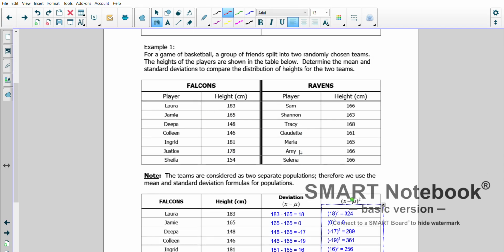Would you consider this a fair basketball game looking at the raw data? I'll just give you a second to have a look at the actual values. The average heights on both teams are the same.